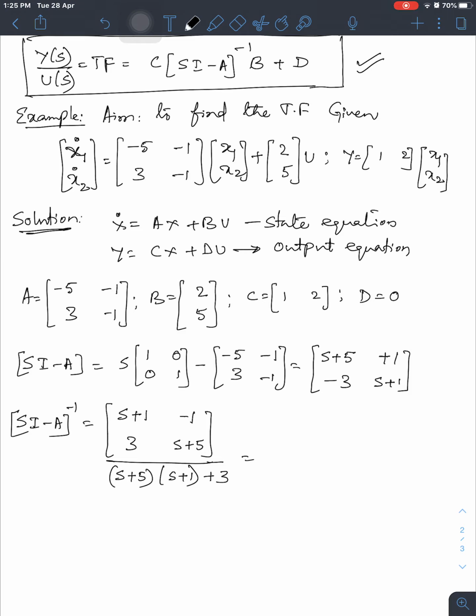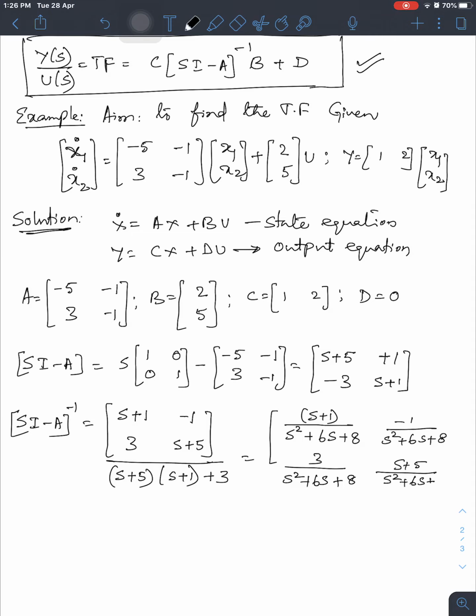So now if we split this denominator into all the 4 terms of the numerator matrix, we get this as s plus 1. Simultaneously, the determinant can be expanded. This is s square plus 6s plus 8. And minus 1 divided by s square plus 6s plus 8, 3 divided by s square plus 6s plus 8, then s plus 5 divided by s square plus 6s plus 8. So we have done this computation.